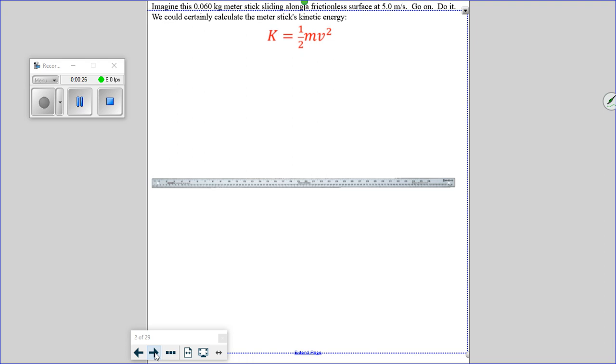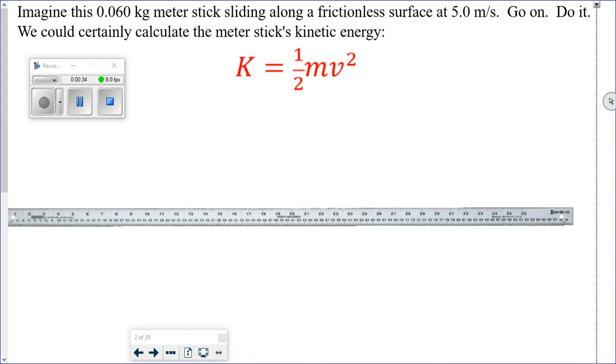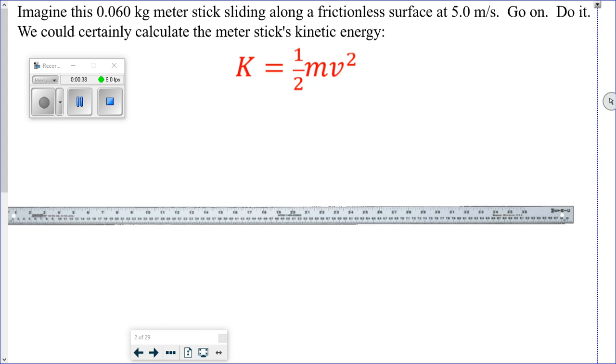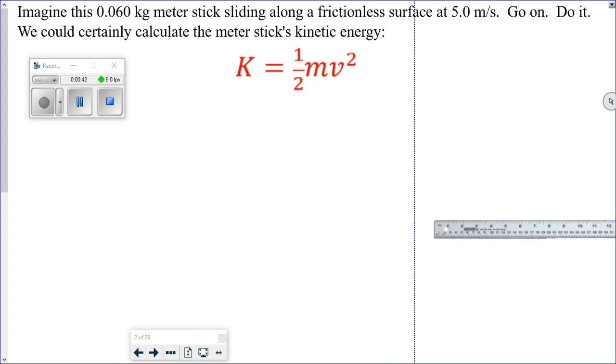Okay, so what I would like you to do is imagine this meter stick. Here you can see this meter stick. So imagine that meter stick sliding along a frictionless surface at 5 meters a second, right? So it's just sliding through space like this, right?